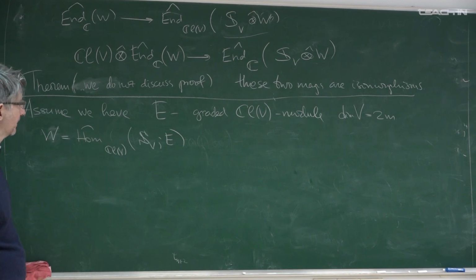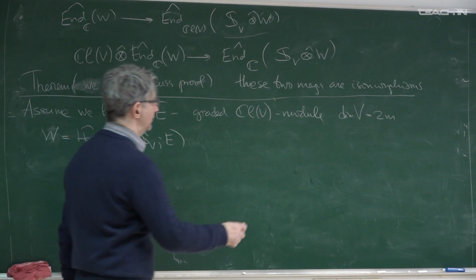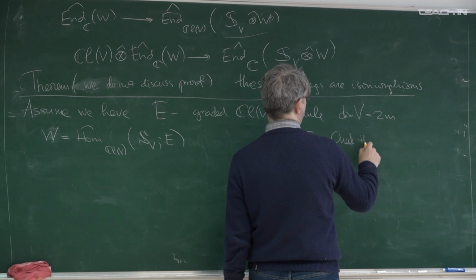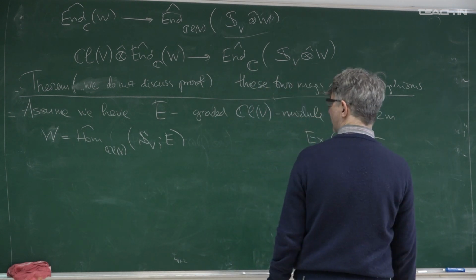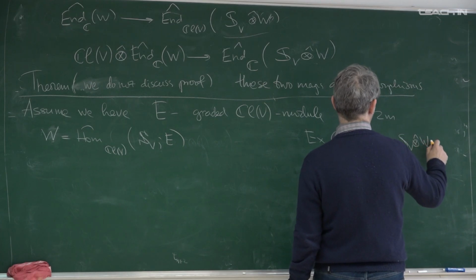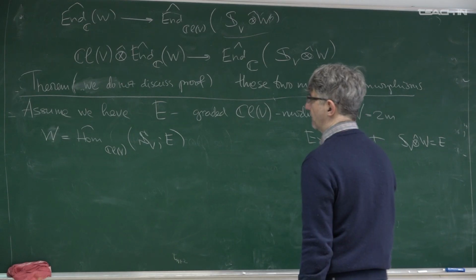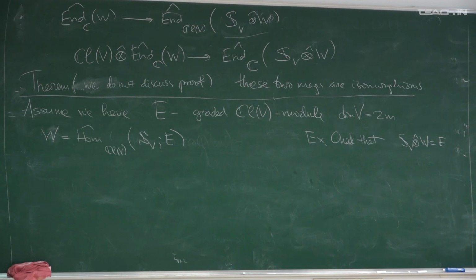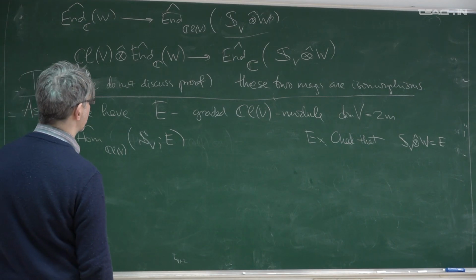This is the answer. So we take this one and exercise: check that if you take SV tensor with W, you will obtain E again. Okay? It should not be very difficult from my point of view.